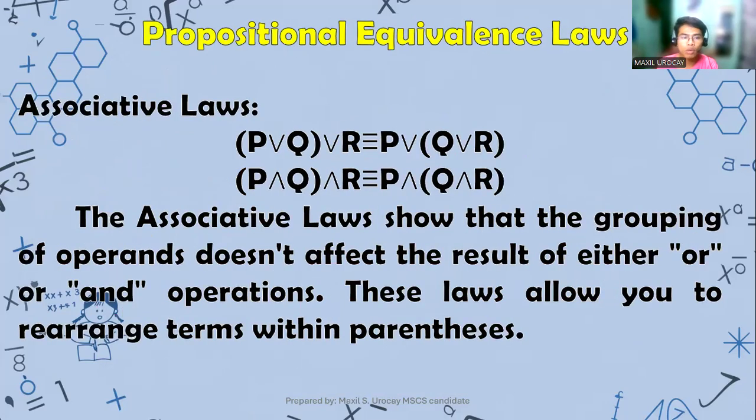Now, the associative law is a different class. For associative, you will be going to apply the mathematics. You will calculate this set first before you can calculate the whole. This is a 3-set. The associative law shows that the grouping of operands doesn't affect the results of either OR or AND operations. These laws allow you to rearrange terms with parentheses.